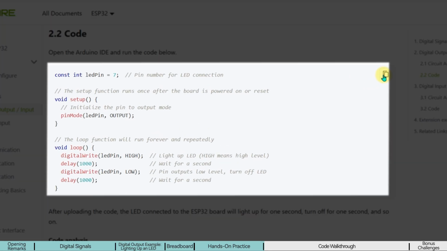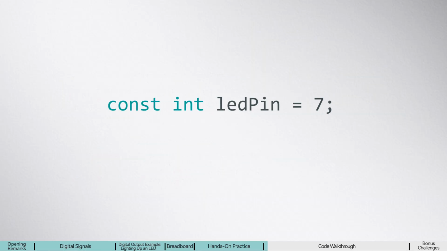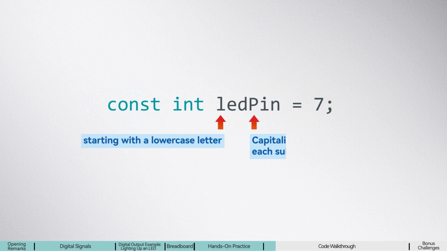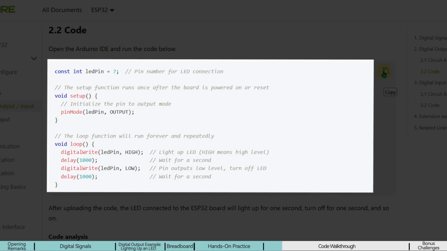Next, let's go through the code line by line to understand how it works. Before any functions, we define a constant named LED pin and assign it the value 7. In Arduino programming, it's a good practice to use camel case for naming variables, starting with a lowercase letter and capitalizing the first letter of each subsequent word. Defining the pin number as a meaningful variable name has two major benefits. It improves code readability, and if you later decide to move the LED to a different pin, you only need to change this single line, making the code much easier to maintain.